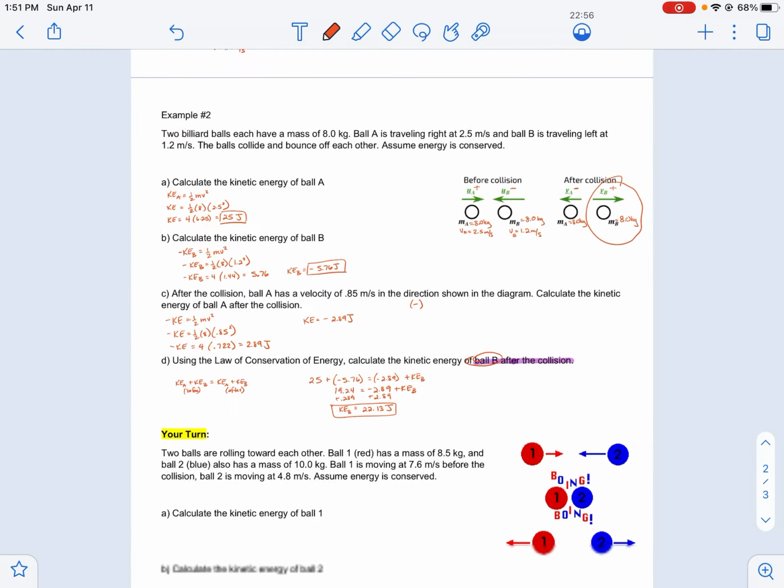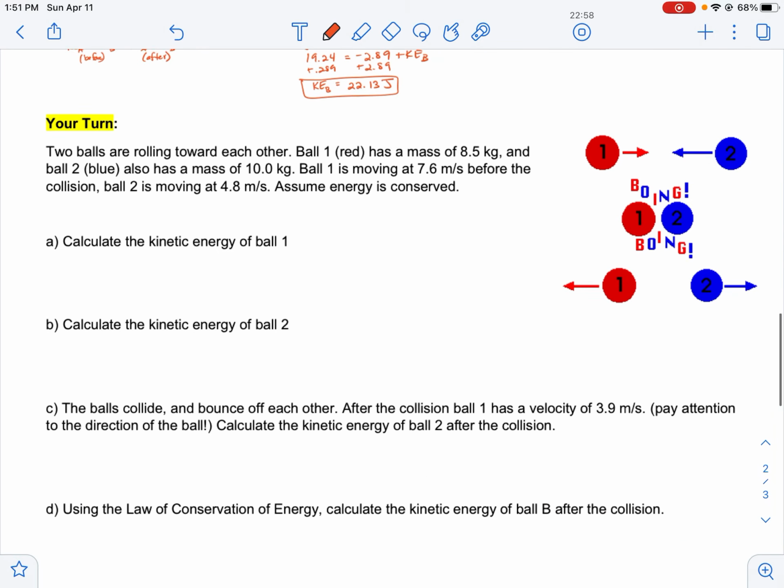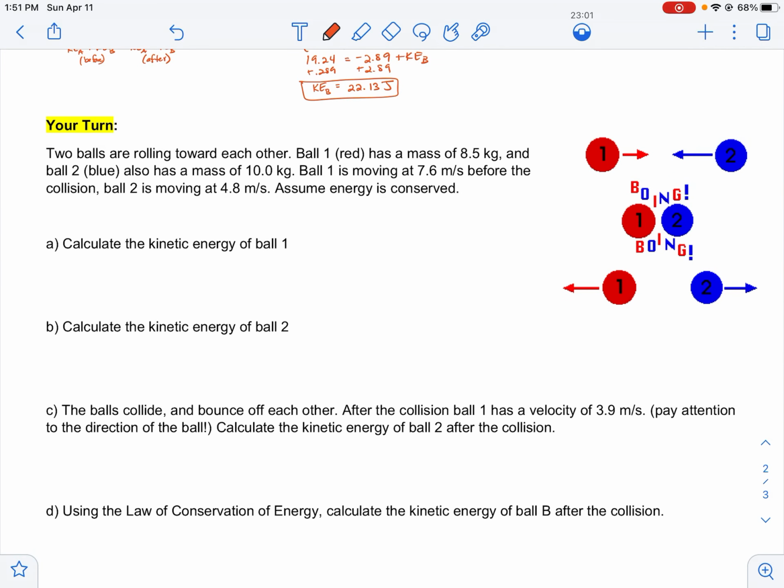Okay, so your turn. You are going to do the same kind of problem that we just did with a red ball and a blue ball, ball 1 and ball 2. Okay, so the steps are the same. Look back at the example and you should be good.